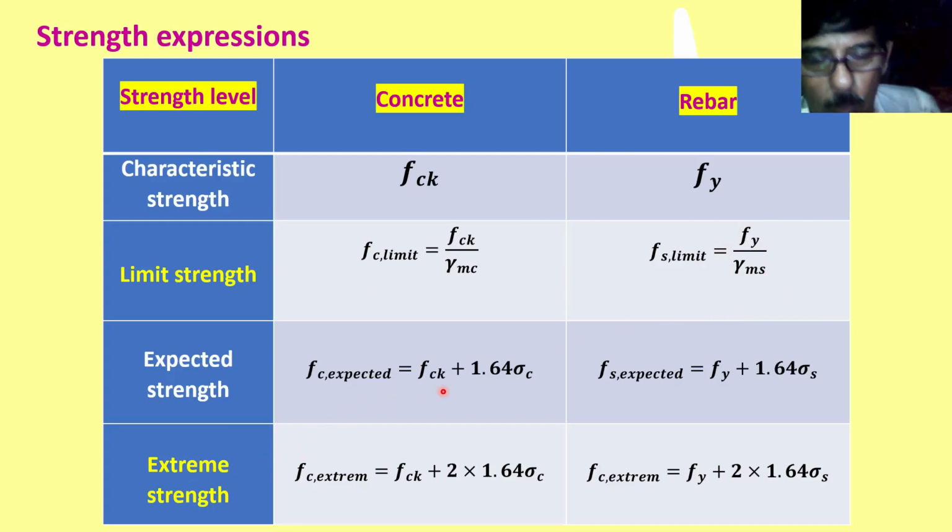Expected strength equal to characteristic strength plus 1.64 sigma c for concrete, and Fy plus 1.64 sigma s for steel. Sigma s is the standard deviation for steel, which is generally taken as 50 megapascal. Extreme strength is Fck plus 2 times 1.64 sigma c for concrete, and Fy plus 2 multiplied by 1.64 sigma s for steel.